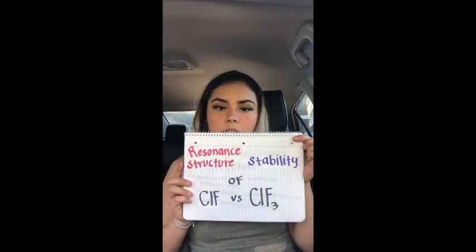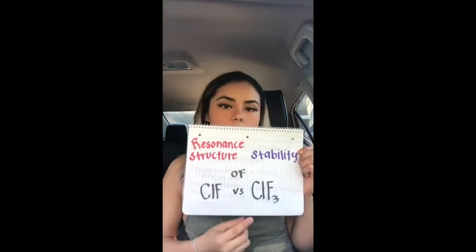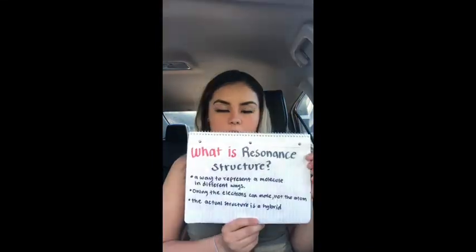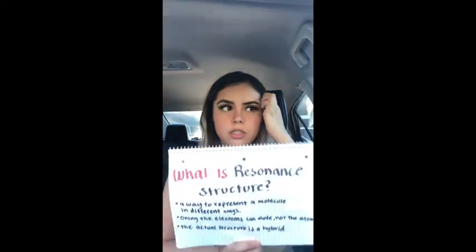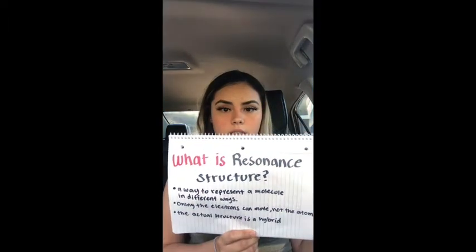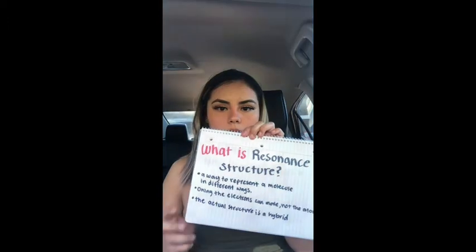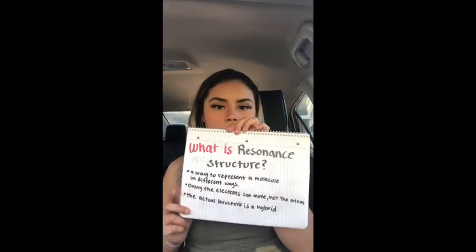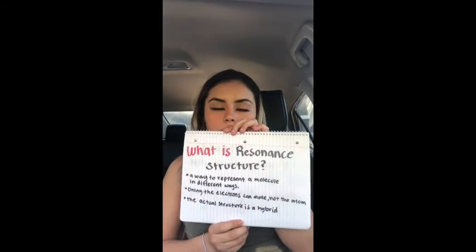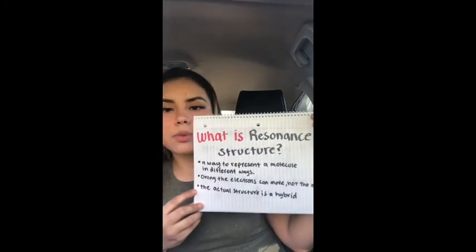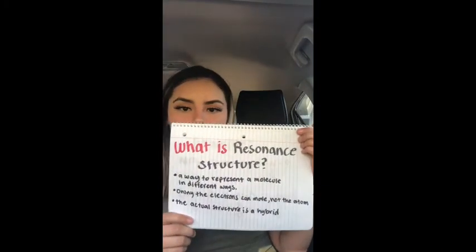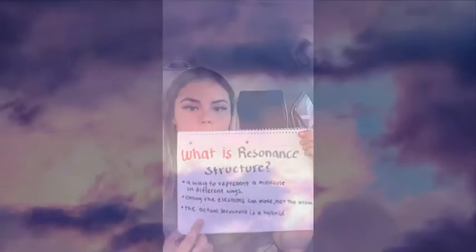Good morning. So for my part of the video, I'll be doing resonance structure and stability of ClF and ClF3. So I'll be defining resonance structure. I put here 3 main points. A resonance structure is simply a different way to represent the Lewis structure of that molecule. But one really important thing to point out is that whenever you do the resonance structure of that molecule, you can only move the electrons. You can't move the atom. The actual structure for that molecule is a hybrid of all the resonance structures that you do.